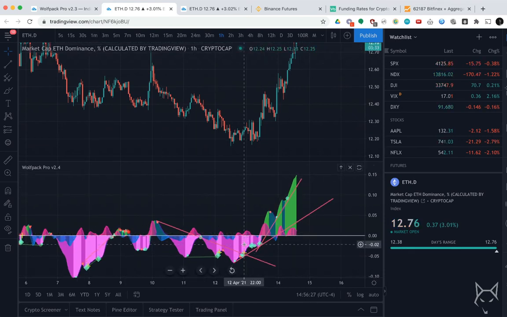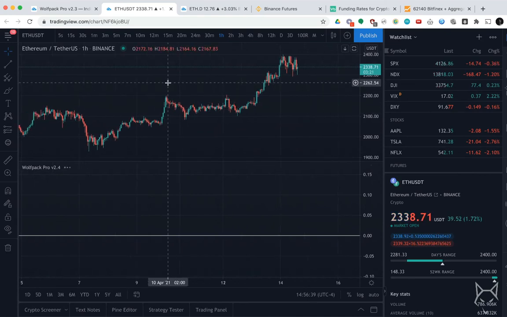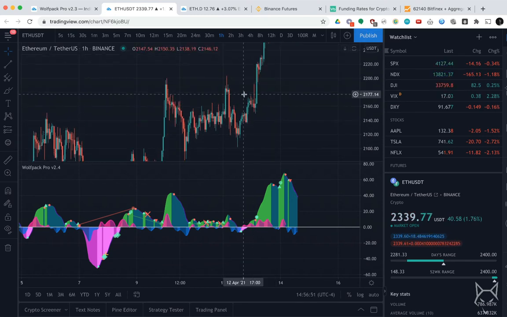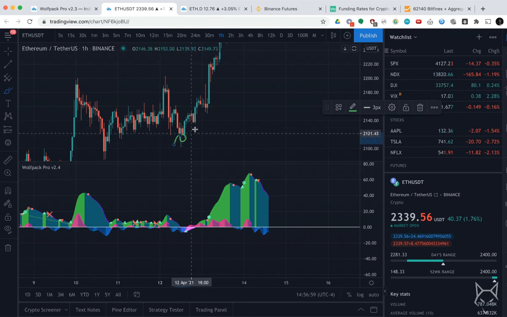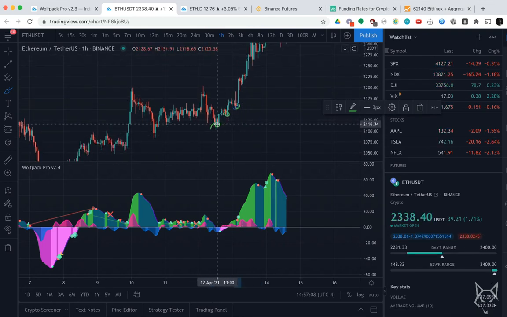So Ethereum, we had the crossover of the resistance on the 12th of April at around 10 p.m. That was around here. So we would have been looking to get an entry on the smaller time frames. We're starting to see on price action higher lows coming in. So we definitely know that something is up here in terms of investors coming in to the market.